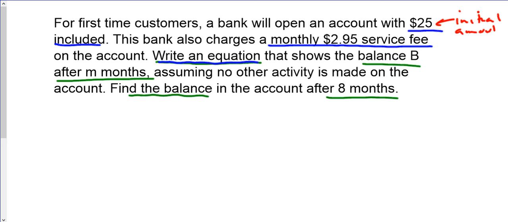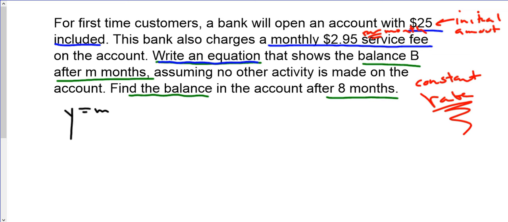The next thing is that we are charged a monthly fee. So we're charged this every month, so it's per month. As soon as you say per month, that is associated with a rate. Per means rate. And when you talk about a rate, generally you're talking about a linear equation, especially when it's a constant rate as we're referring to here, since it's each month. Whenever you have a constant rate, you're going to have a linear equation.